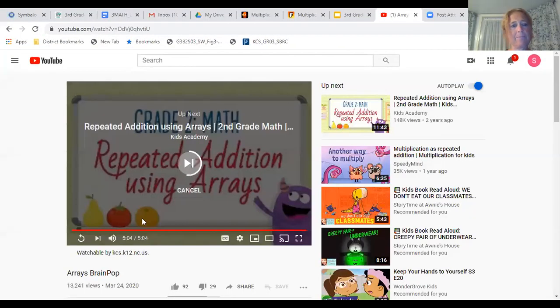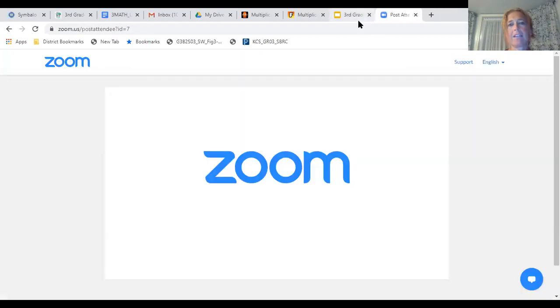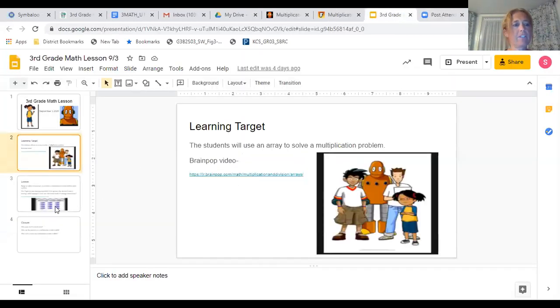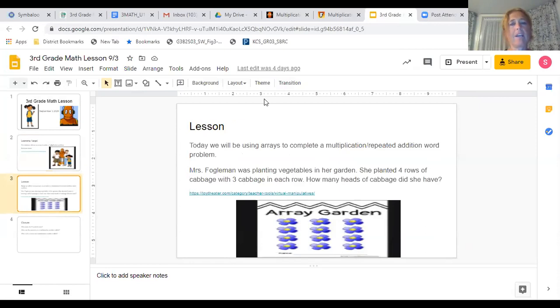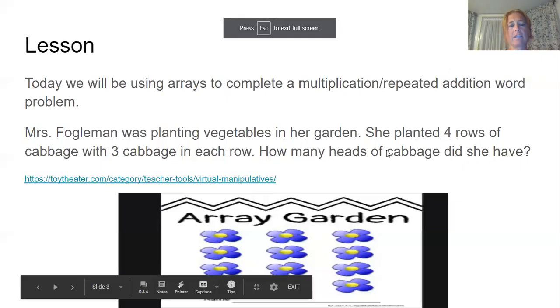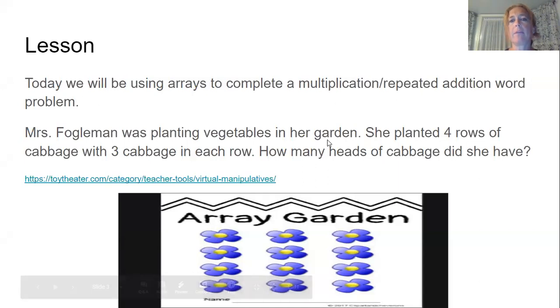Okay, so that just gives you a little bit of a start on what arrays are. And now we are going to take a look at this math problem that I gave you. Today we will be using arrays to complete a multiplication or repeated addition problem. So our problem today is: Miss Fogelman was planting vegetables in her garden. She planted 4 rows of cabbage with 3 cabbage in each row. How many heads of cabbage did she have?